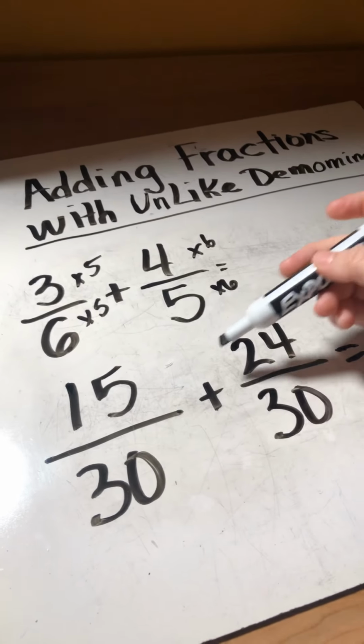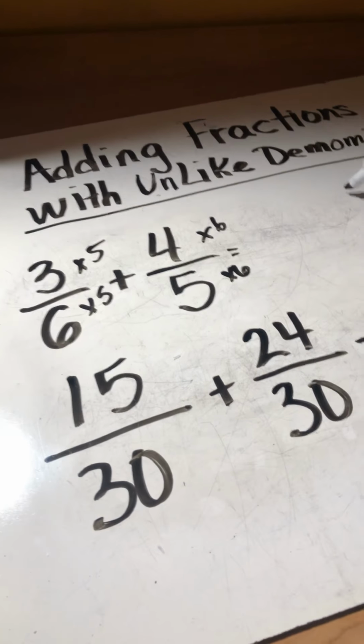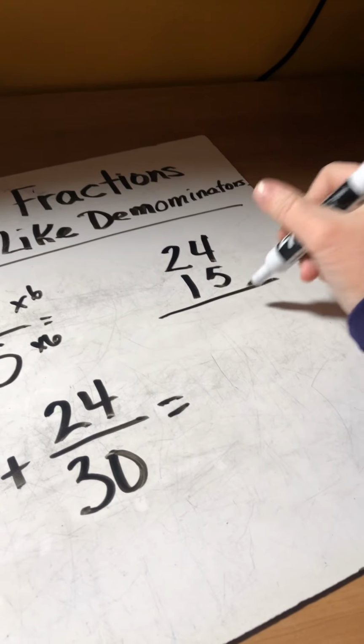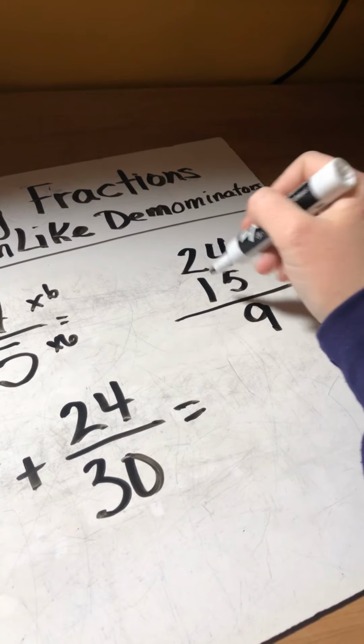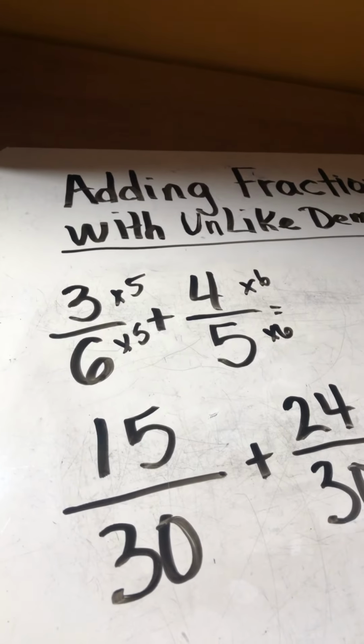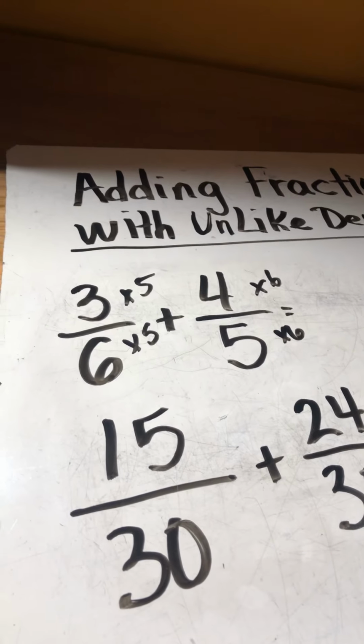So what's 15 plus 24? All right, so we can do 24 plus 15. 5 plus 4 is 9. 2 plus 1 is 3. So now we have the bottom will be 30 and the top will be 39.